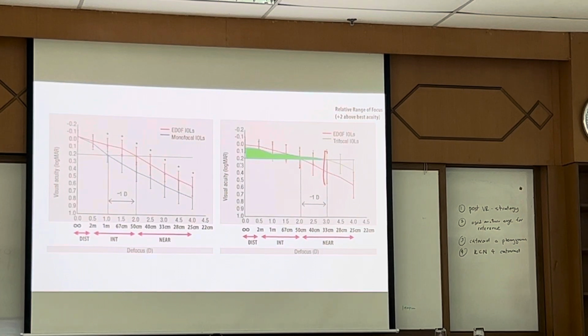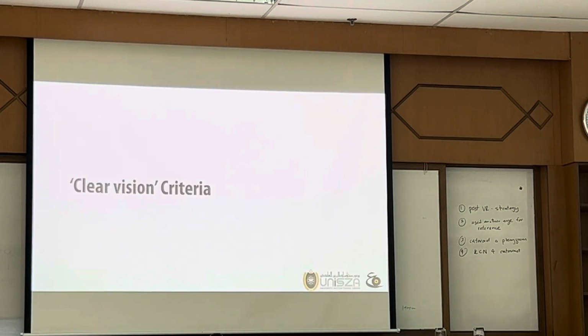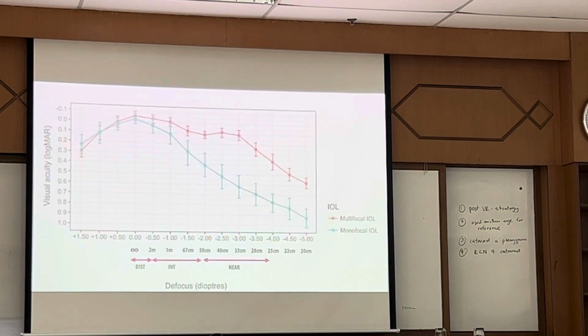Just now we compared with age. Now we can compare with a similar defocus curve, comparing different types of IOL. Now I will talk about clear vision criteria. Some papers, researchers or manufacturers will decide what counts as clear vision. Sometimes some papers describe it as 6/6. Sometimes the researcher will describe it at 6/9. It depends on the researcher.